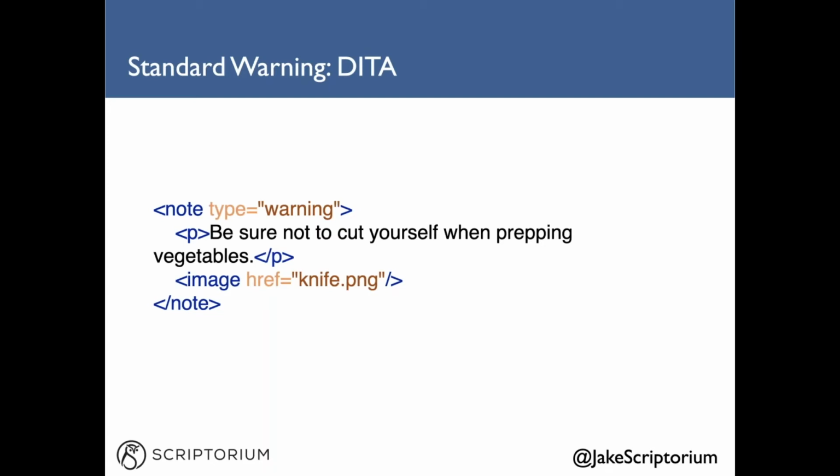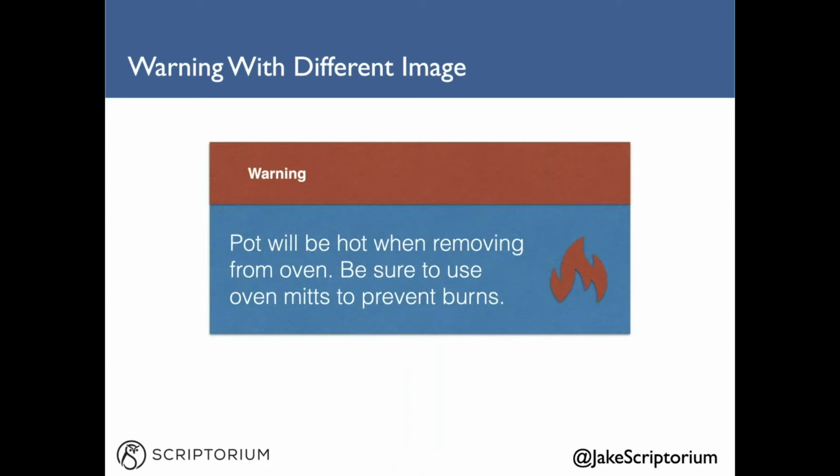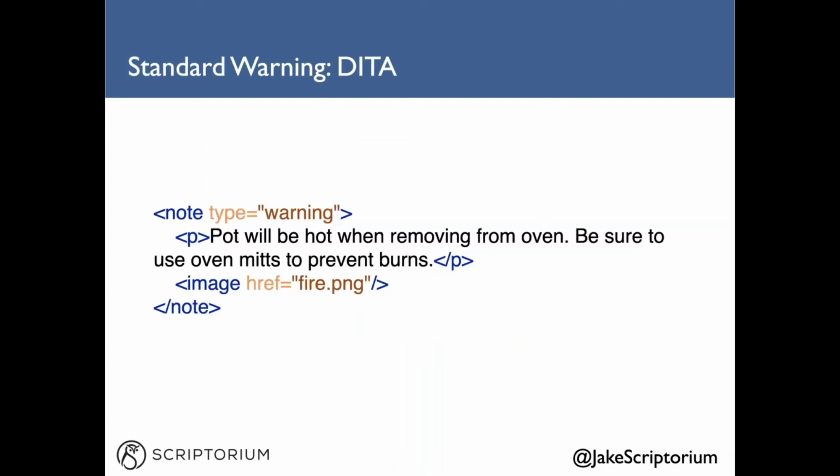So let's look at another warning. This time we've got a different image in there. This time it's about potential burns. The paragraph style, probably the same here, probably the same object style, but we've got a different graphic. And again, we could probably store that image in the note element, but if you need it repeatedly, you need to think about how you're going to maintain it across all your content in the future.